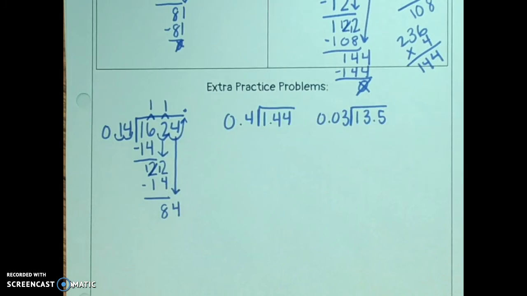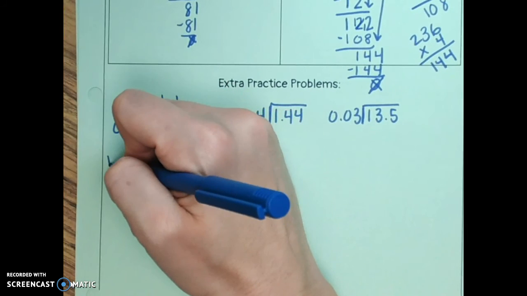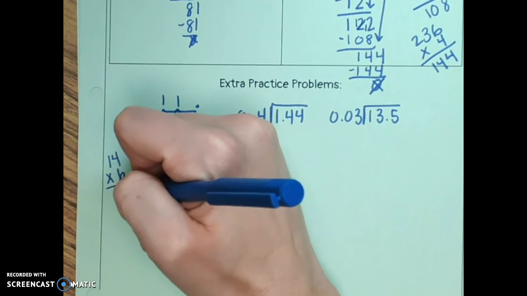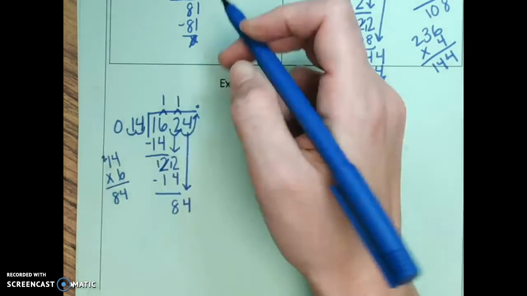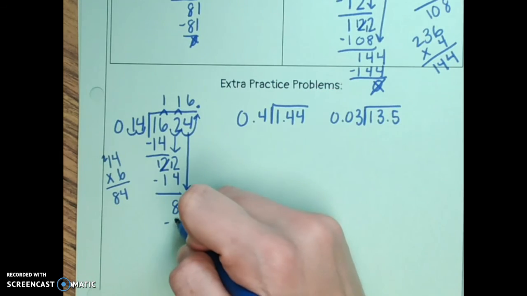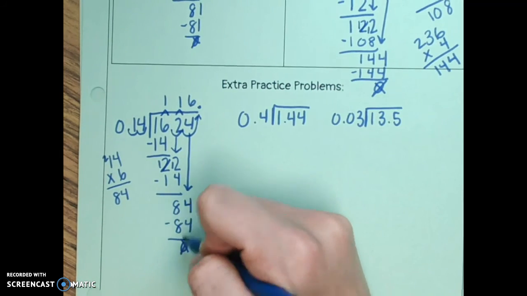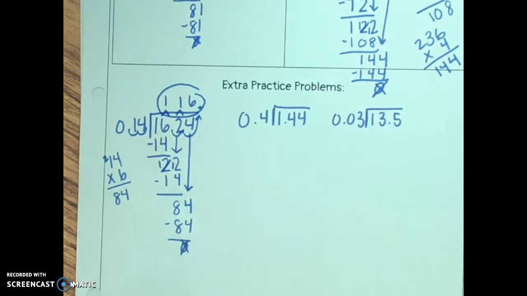How many times do you want to try? 6. So 14 times 6 is 84. And it goes in there evenly. How many people like it when it goes in evenly? I love it when it goes in evenly. It makes me happy.